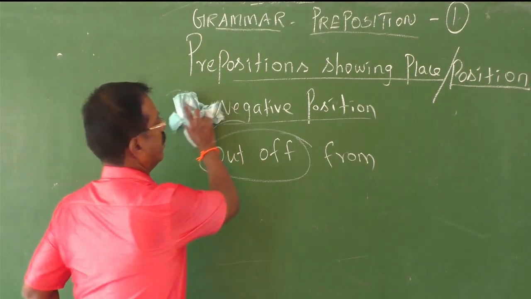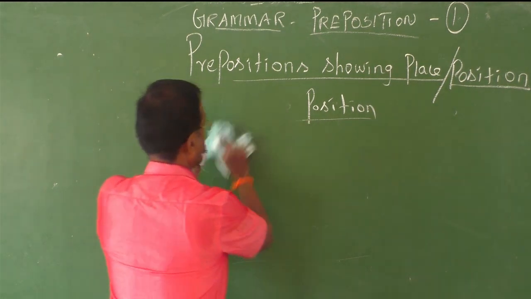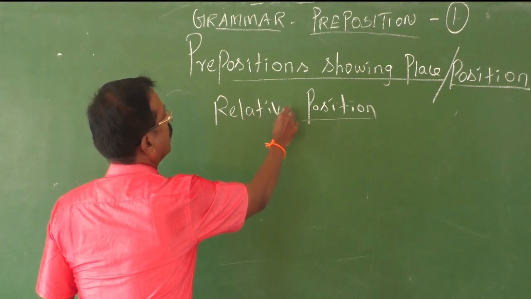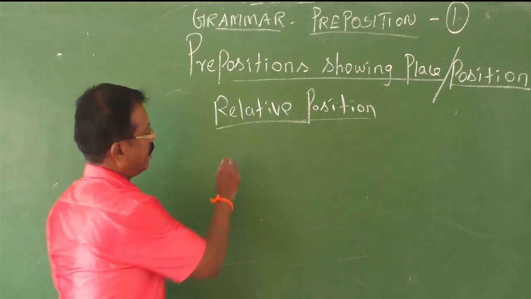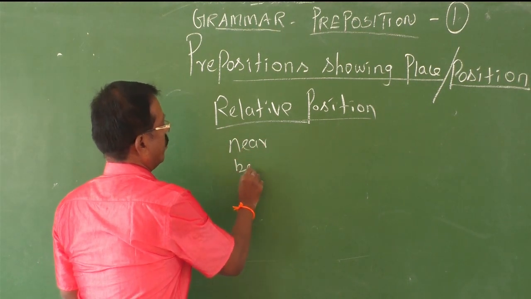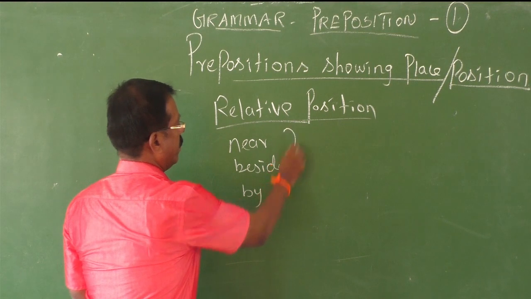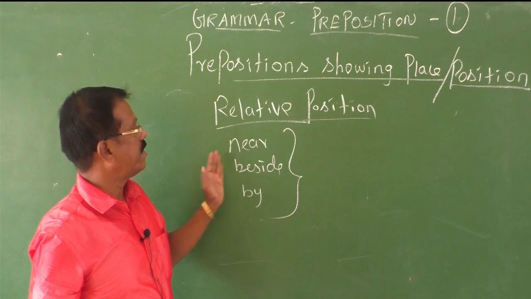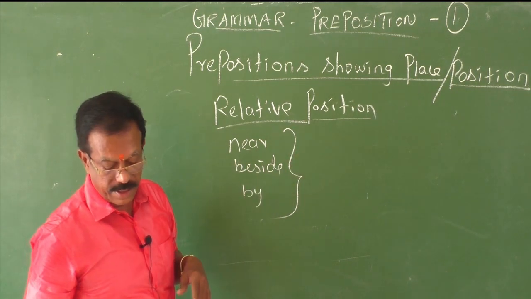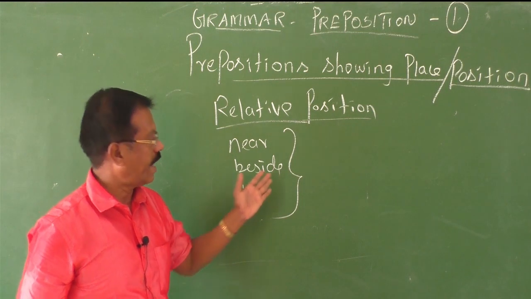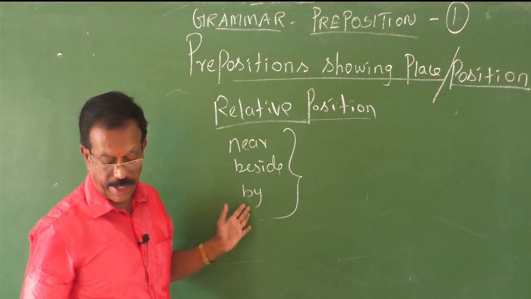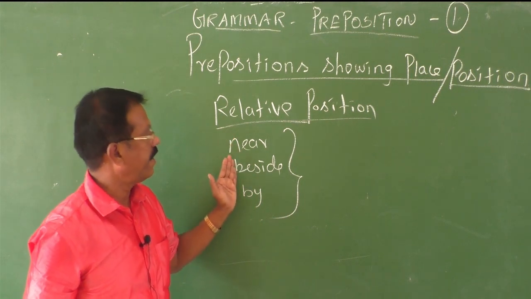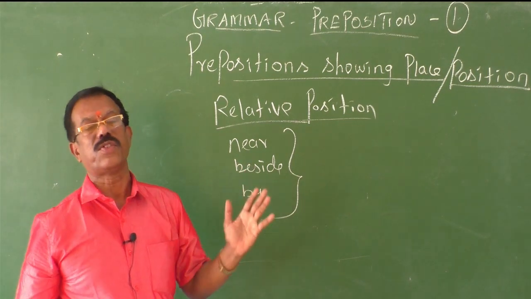I will list all those prepositions which show the relative positions. See the relative positions: near, beside, and then by. So these three prepositions show the relative position. See, my house is near the river. He sits beside his parents, and then by the side of the river. So these three, near, beside and by, show the relative position of something.